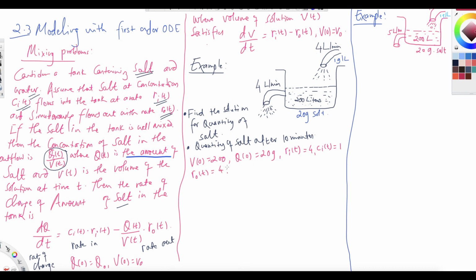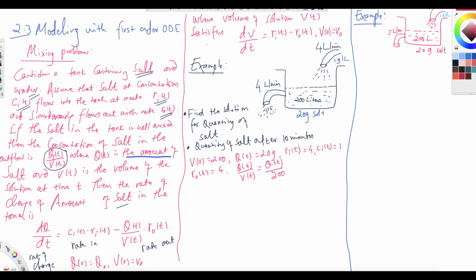And then what will be the concentration of the salt in the outflow? Let's say Q(t) is the amount of salt in the tank, and V(t) is the volume, right? So the concentration in the outflow water will be Q(t) over V(t), which is the same all the time, because the volume is not changing. It is 200 liters all the time, so Q over 200.